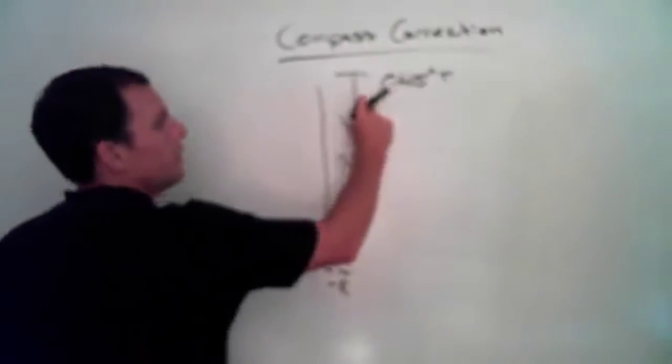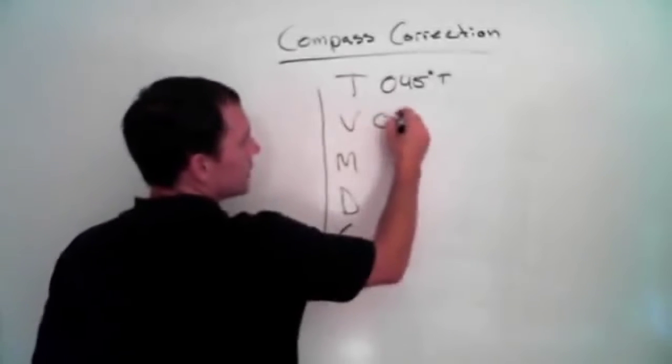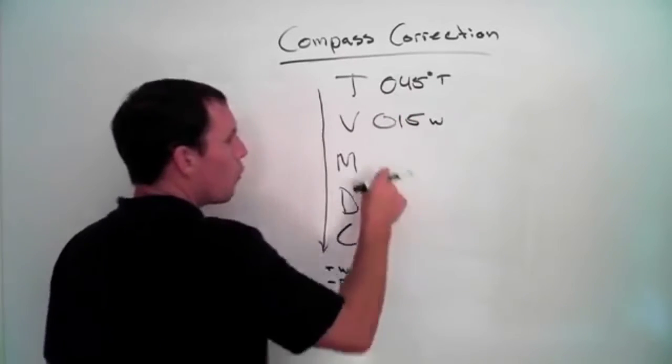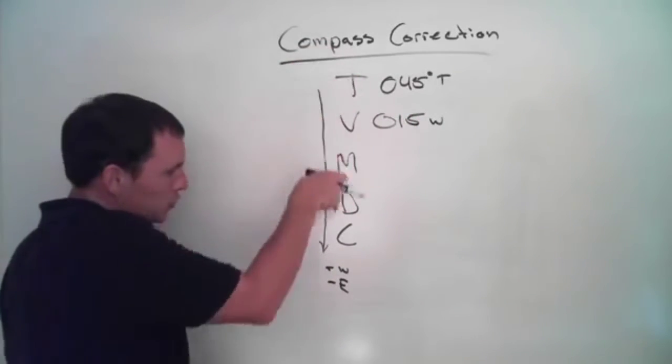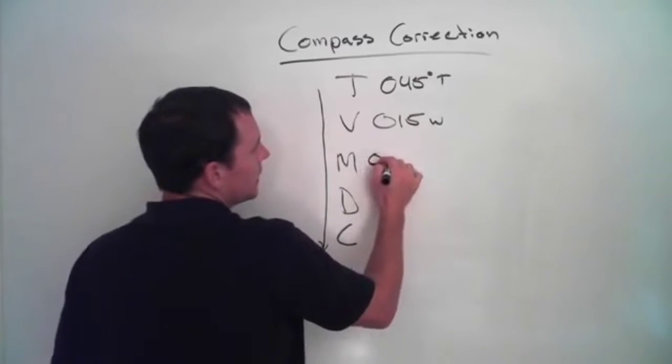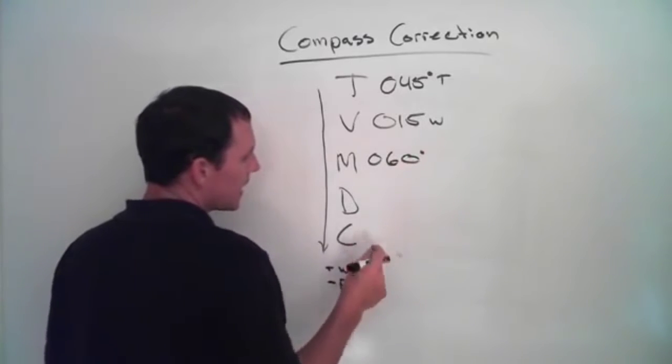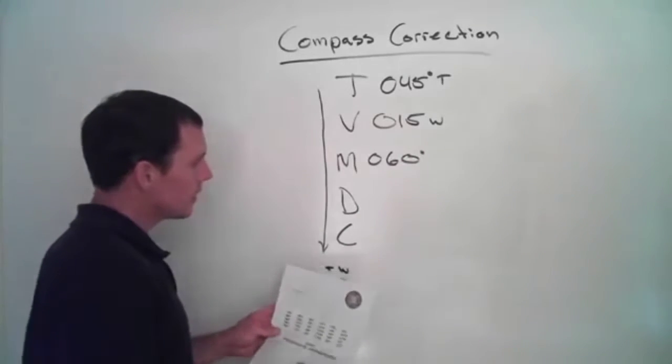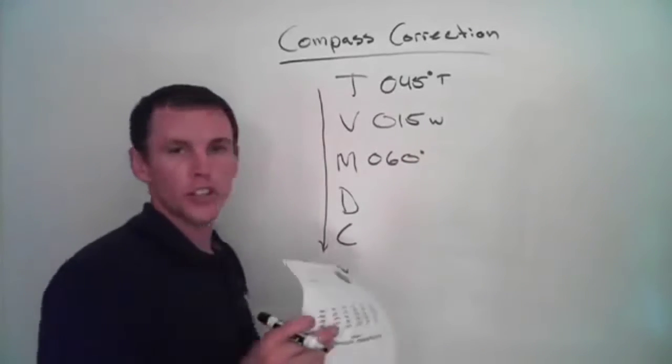So 45 true. We know the variation is 15 west. When we go down from true to compass, we add west. 45 plus 15 is 60 degrees magnetic. Now we need a deviation, right? Go to the chart. 60 degrees, what does it say?